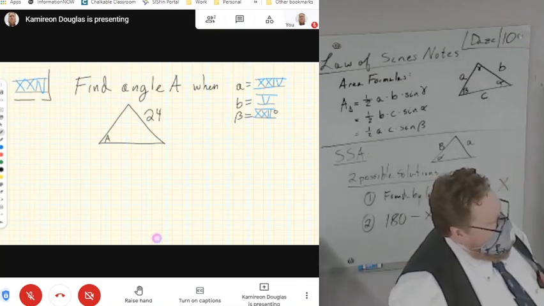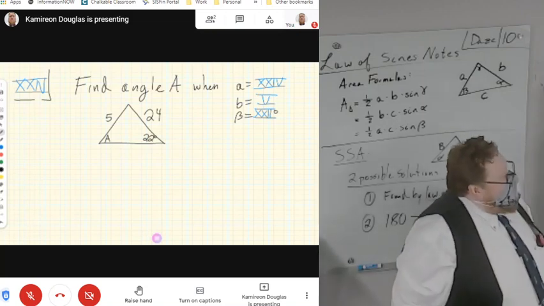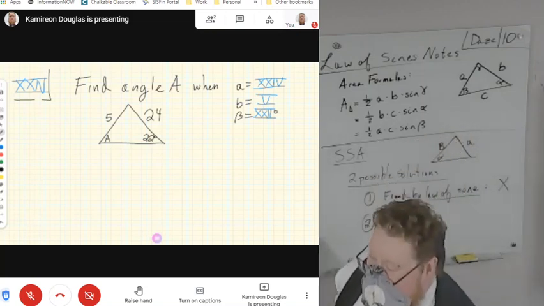They tell me little b is 5. So that means the 5 should go right there. And big B, beta, is 22 degrees. So I have to take the information they gave me and put it into the picture.